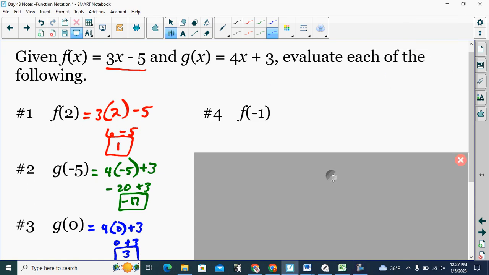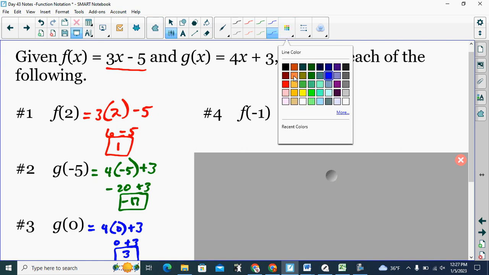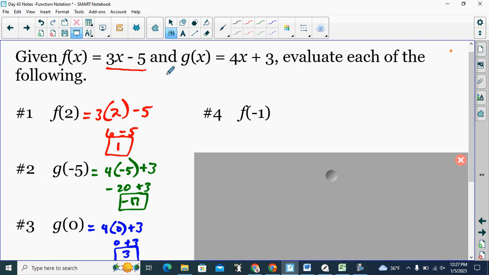Number 4, f of negative 1. f of negative 1. So we are going to f of x. And instead of x, I'm putting in negative 1. Negative 1 in for the x in the f of x equation. Notice f of x is 3x minus 5. So f of negative 1, it's the same thing, but negative 1 instead of x. Multiply and subtract.